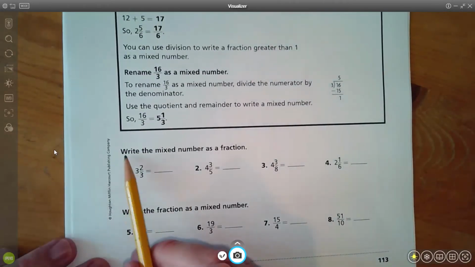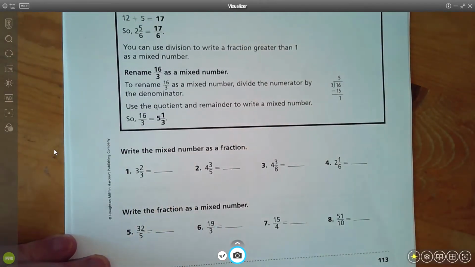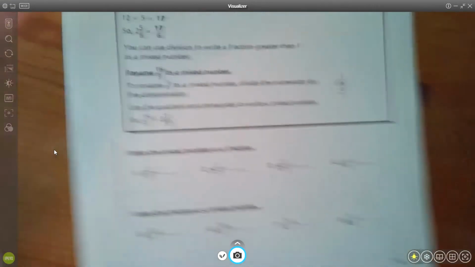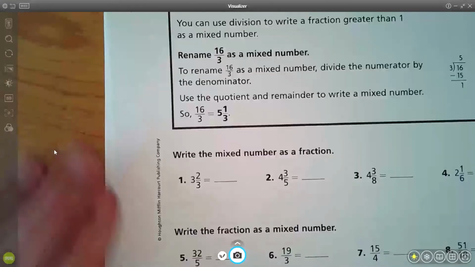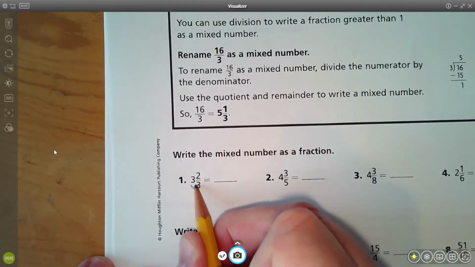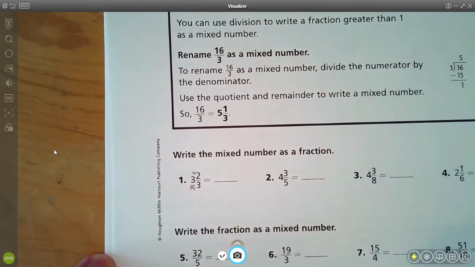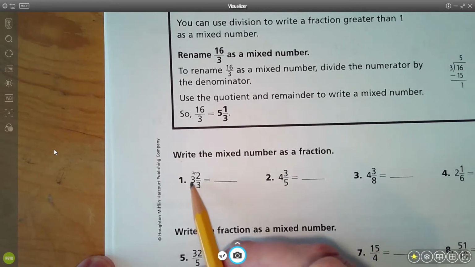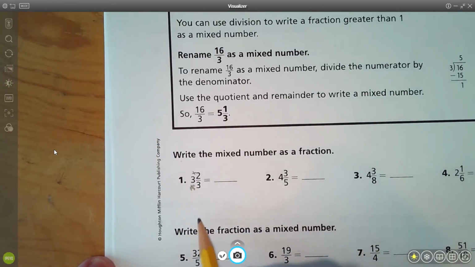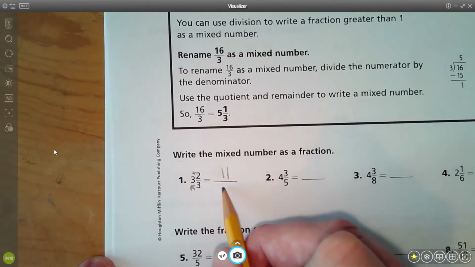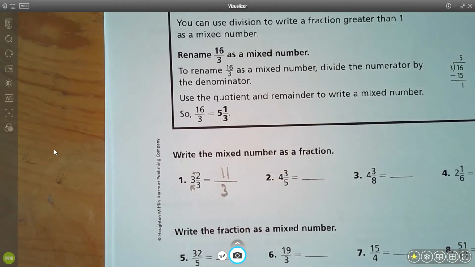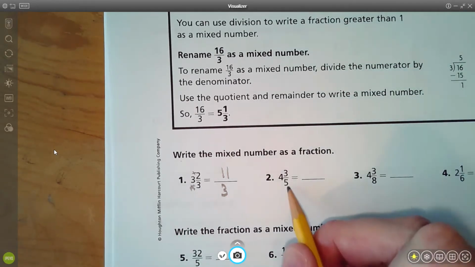It says, write the mixed number as a fraction. All right, let's see if Mr. Kuhn's trick works out here. Bottom number times the big number plus the top number. 3 times 3 is 9, plus 2 more, 10, 11. Done. Just that easy. Same thing.